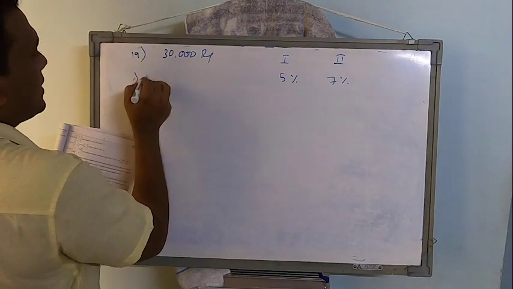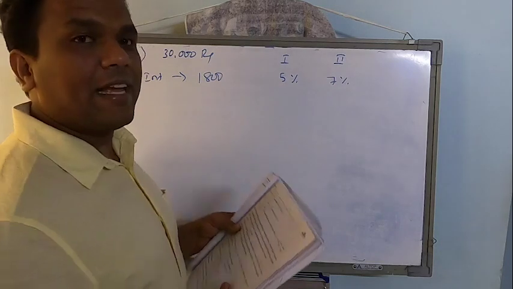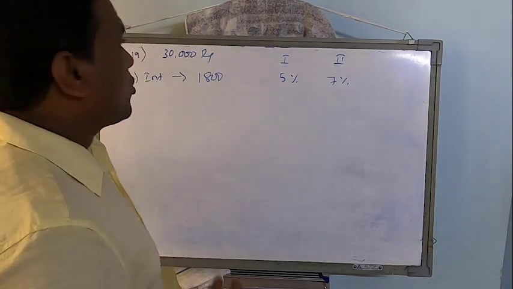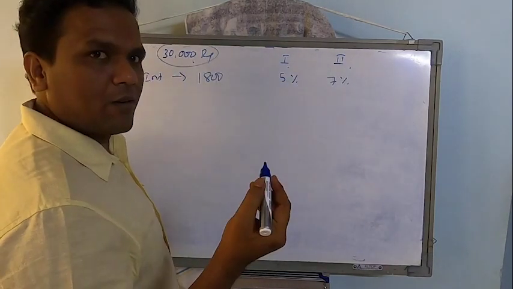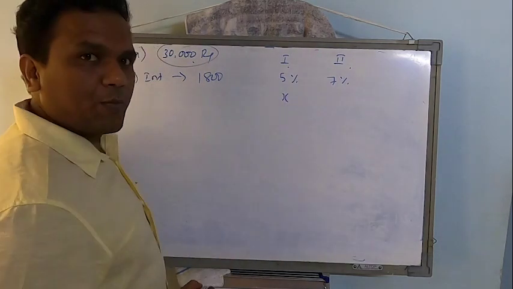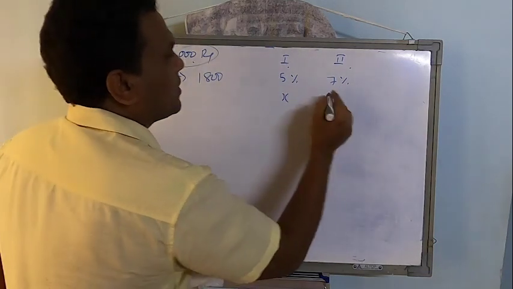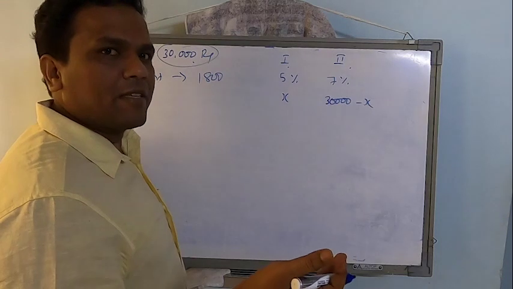So in the first case, interest is given as 1,800. Fine, students, simple thing. I don't know how the 30,000 is divided among these two bonds in rupees. I don't know exactly. That is what I should find. So let me just invest x rupees out of 30,000 rupees in first bond. What is the remaining amount? The remaining is going to be 30,000 minus x. That is the second bond investment.